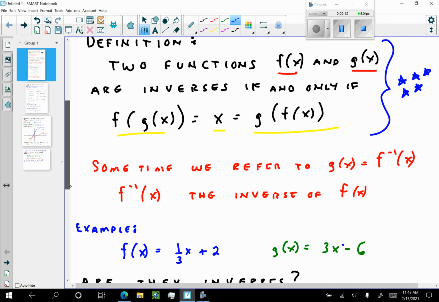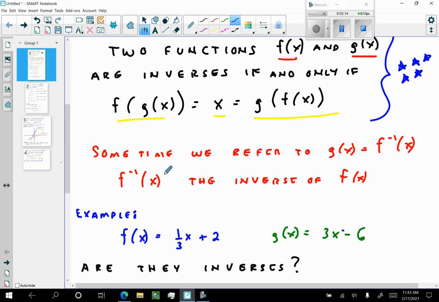Sometimes we will refer to this inverse, this thing we're calling g of x, as f to the -1. It's not an exponent. Don't think it's an exponent. All that is the notation for the inverse. And if I see that, the way I read that is the inverse of f. So when I see this guy right there, I say, oh, that's the inverse of f.